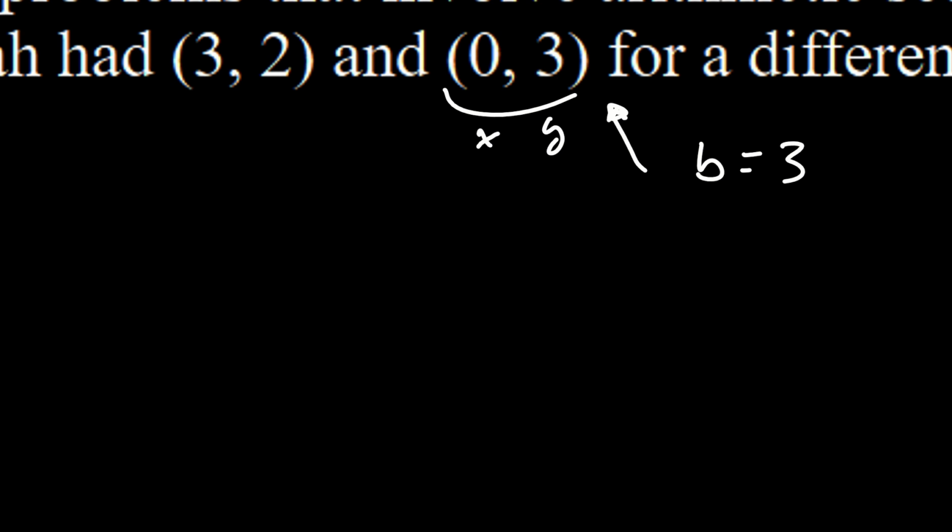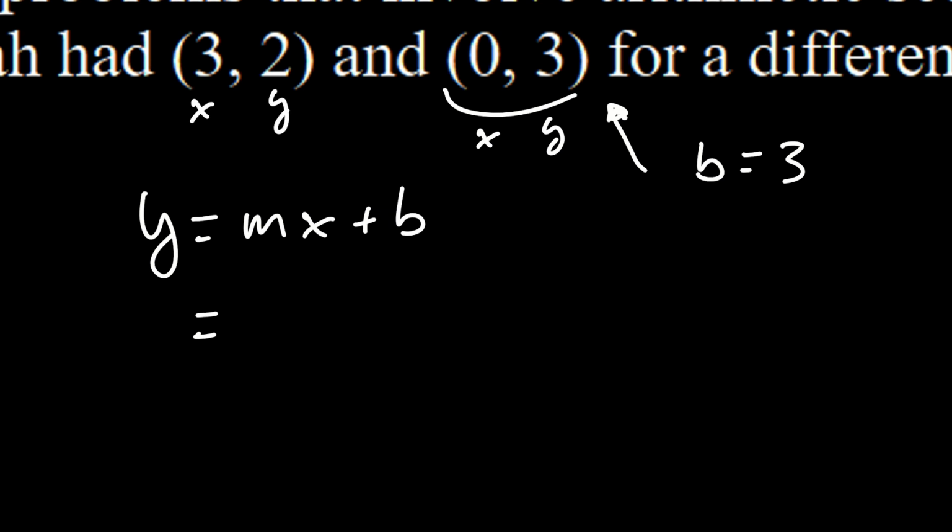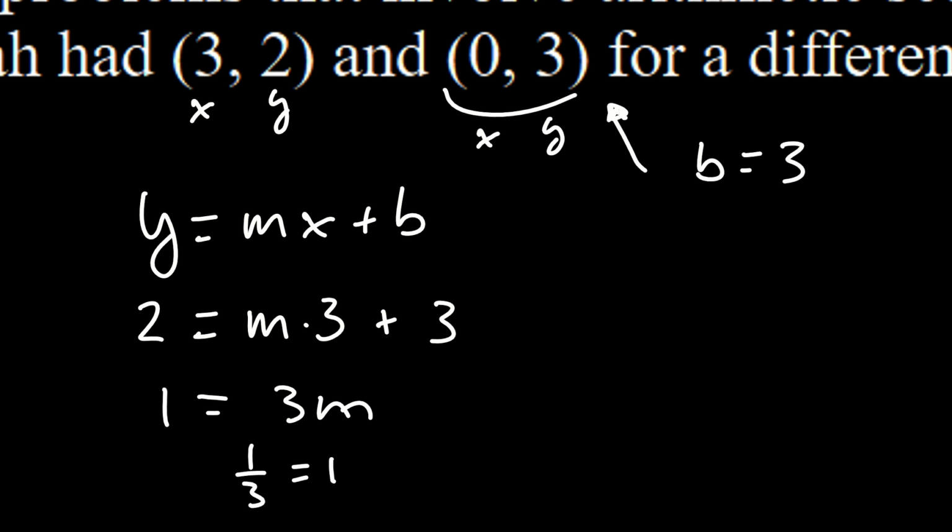So let me use a funky way to find the slope, I guess. Let me try this. y is equal to mx plus b. I've never done this. This is weird. Let's use this point. Here's an x value and a y value. So my y value is 2. I don't know what my slope is. x was 3, times m, and then my y-intercept was plus 3. So if I take away 3 from both sides, I get 1 is 3m, and if I divide both sides by 3, I get 1/3 is m.